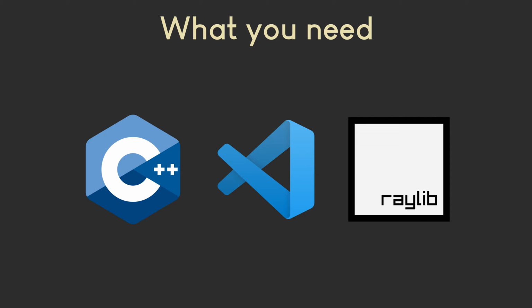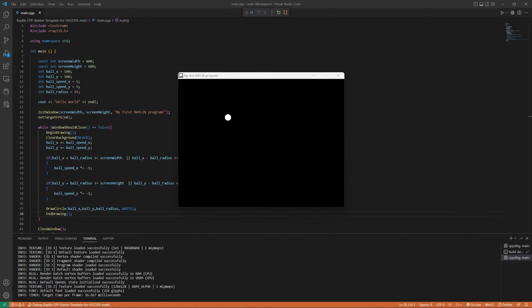I have prepared a detailed video on how to install Raylib on your Windows computer and use it with Visual Studio Code. You can watch it here. It will help you set up everything on your Windows computer. If you use a different operating system, you can still follow this tutorial if you have a working C++ setup with the Raylib library. So, if you have set up everything and you can compile and run a simple Raylib example program, we are ready to go.